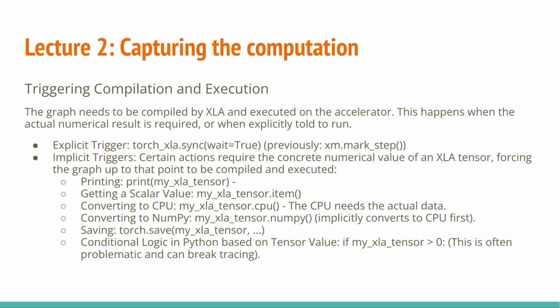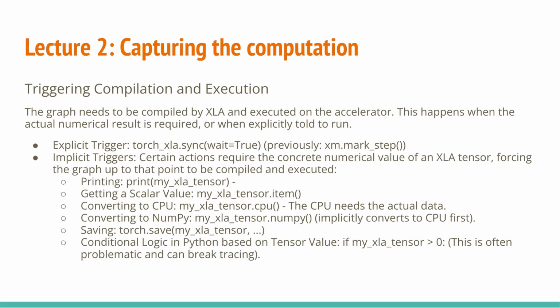There are many situations where you actually need a numerical value result before moving forward. For example, when you print a value, instead of printing a recipe of getting the value, users expect to print the actual result of the computation. Other situations include getting a scalar value, converting values to CPU, moving the value from XLA device to CPU, saving a tensor value, or meeting some conditional logic in Python based on a tensor value.